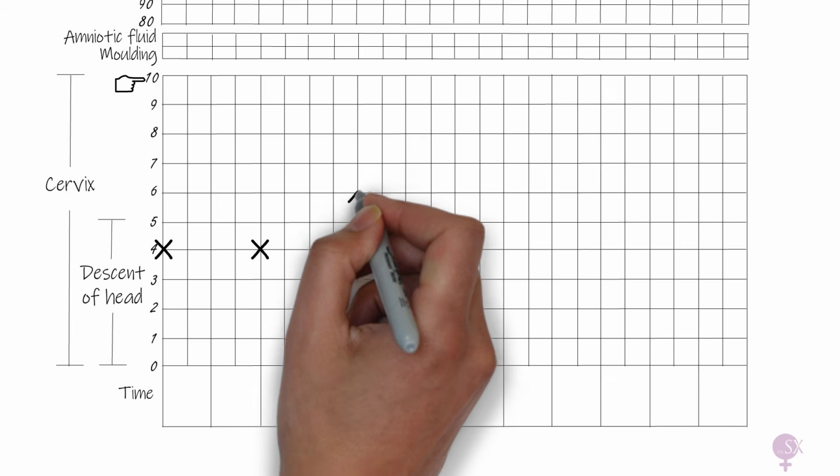In this section, we have these large boxes at the bottom indicating time in hours, 0 to 10 on the y-axis indicating centimeters of cervical dilatation, recorded with a cross symbol, and descent of the fetal head by means of the station, and this is recorded with a circle symbol over here.